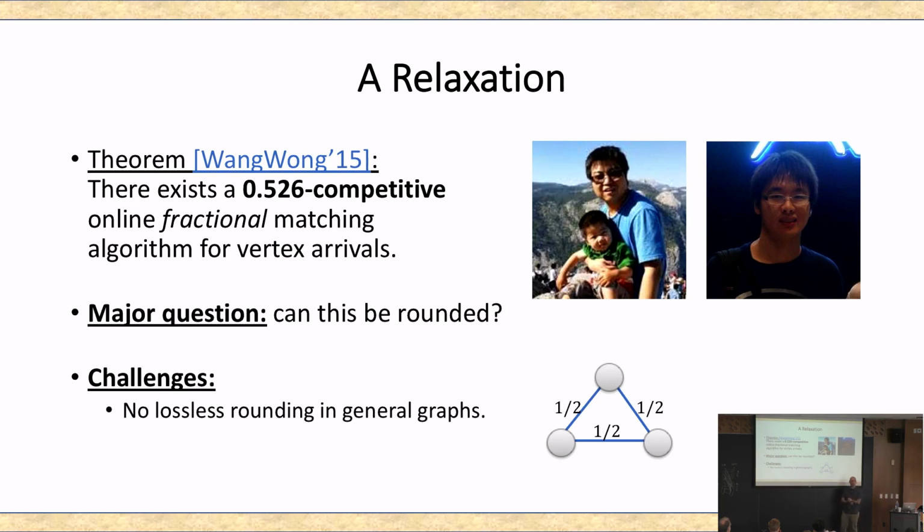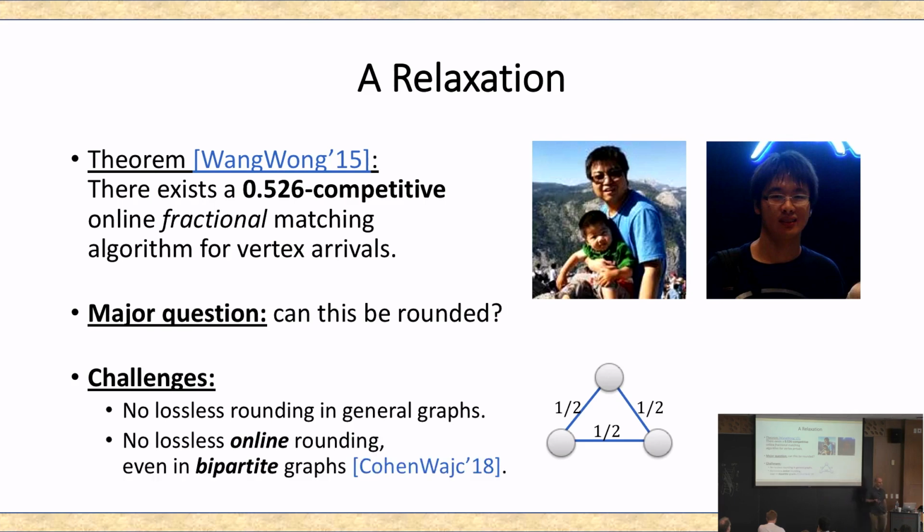You know what? Forget general graphs. Let's do bipartite two-sided arrivals. We know that bipartite graphs were already hard for edge arrivals. Let's do bipartite graphs with interleaved arrivals. Can we round this without losing anything in an online setting? And unfortunately, even here, there's pretty bad news.